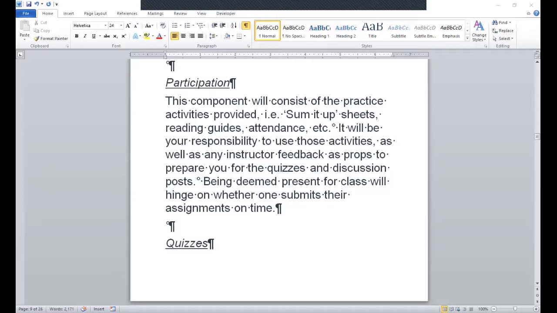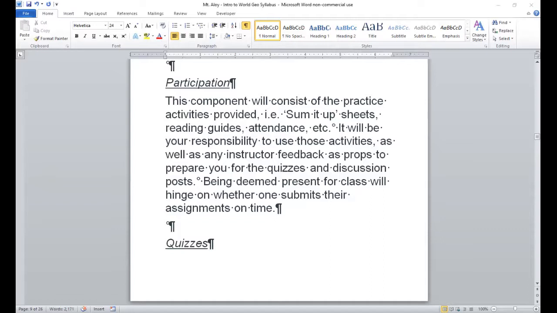This component will consist of the practice activities. The practice activities will be in the form of, you'll see sum it up sheets, reading guides, right? So these are like comprehension activities, and we'll get to that in a minute. Generally, they'll be available in the middle of the week to do. Attendance, right? Attendance is getting the information to me on the day it's due.